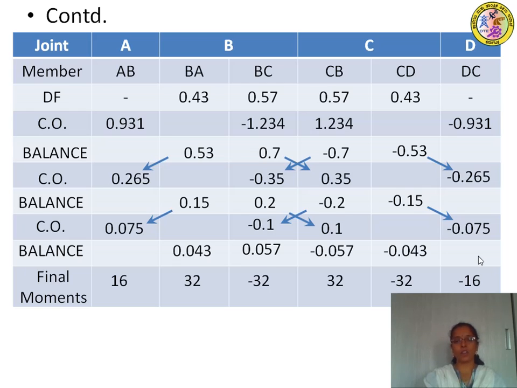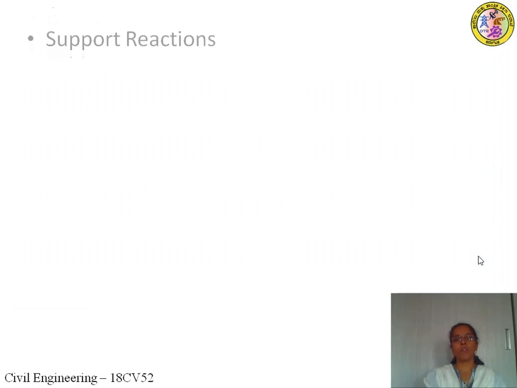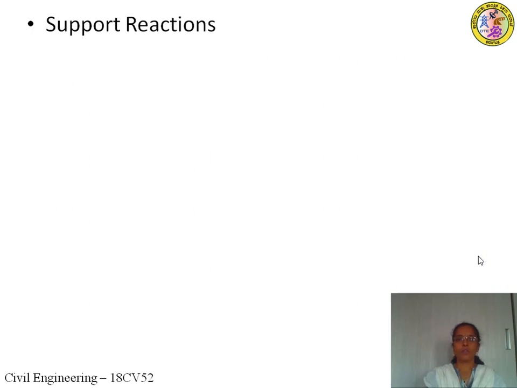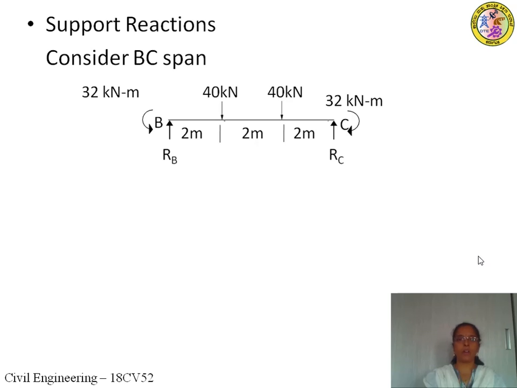So the next step is to calculate the support reactions. The support reactions are calculated by considering each span separately. So first let us consider the horizontal member BC. The BC member along with the reactive components and the loading and the support moments are considered here. So apply the conditions of equilibrium. First let us apply sigma Fy is equal to 0, which implies Rb plus Rc equals 40 plus 40 as 80 kilonewton.